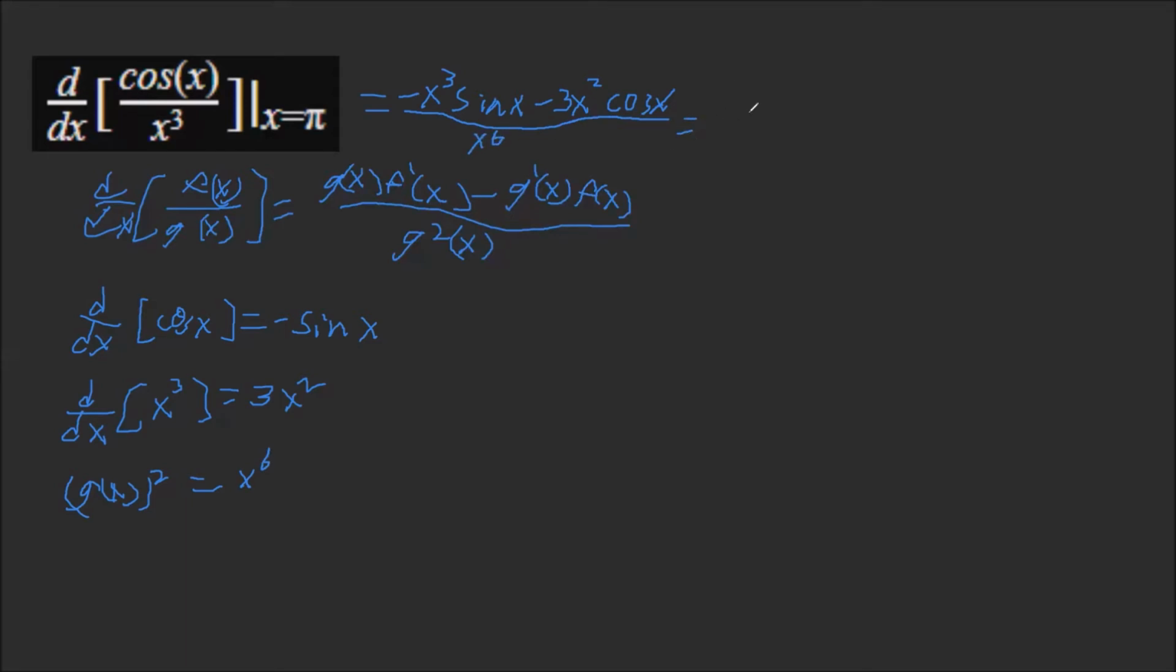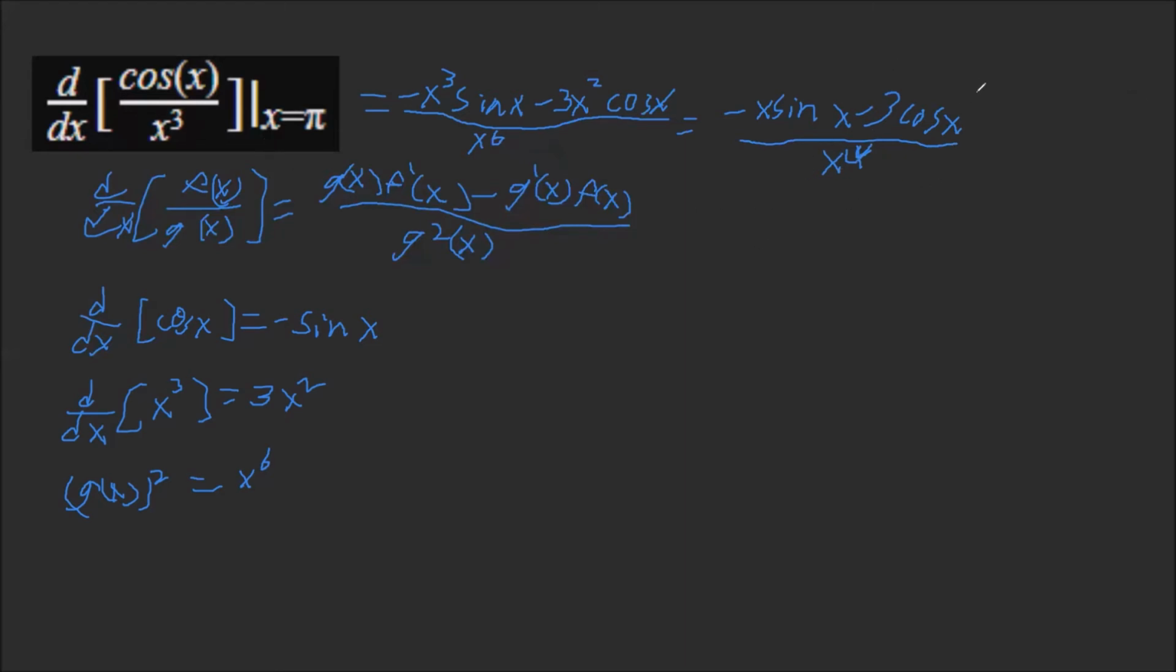We can simplify this further by equating this to negative x sine of x minus 3 cosine x over x to the power 4. And you could draw out the negatives. It's not really necessary. But this is essentially the derivative of cosine x over x cubed.